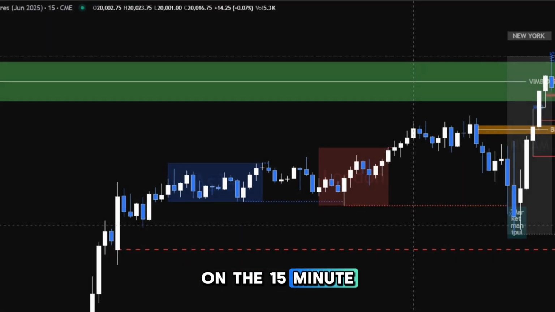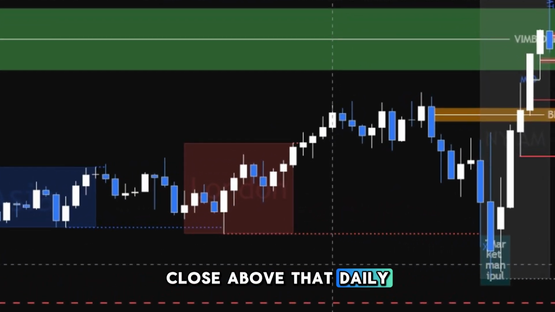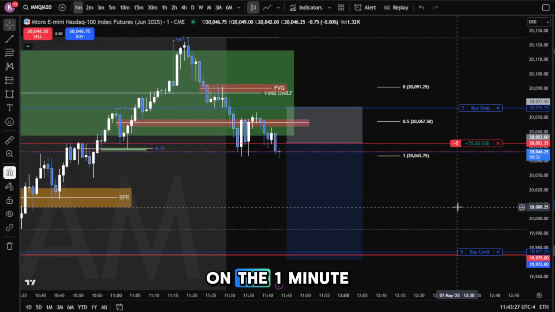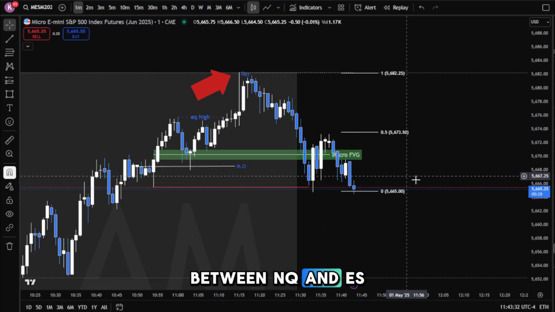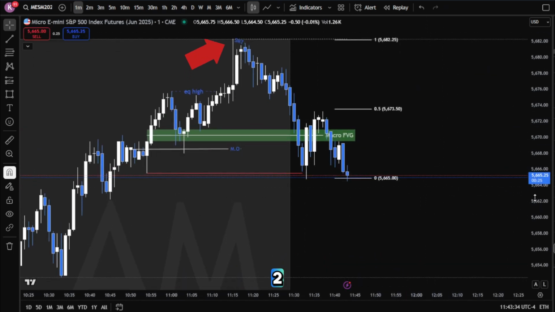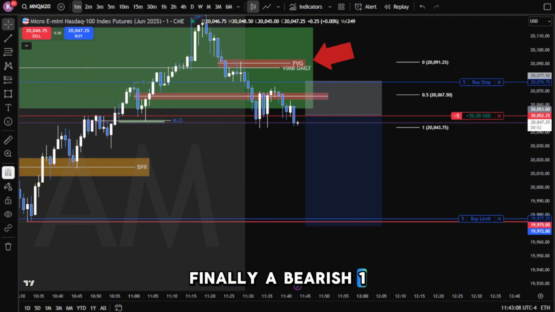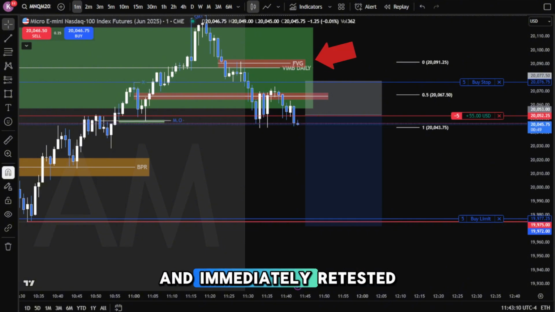On the 15-minute chart, price failed to close above that daily VIM. That added conviction. Then on the 1-minute time frame, I spotted SMT divergence between NQ and ES. That was confirmation number 2. Finally, a bearish 1-minute FVG was formed and immediately retested.